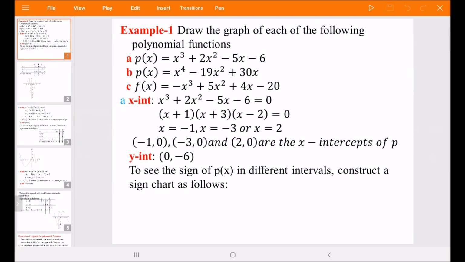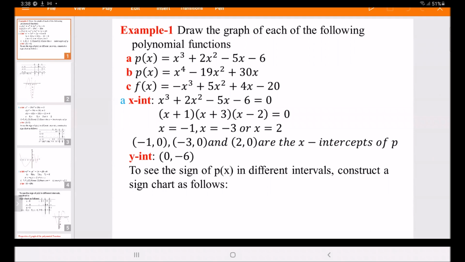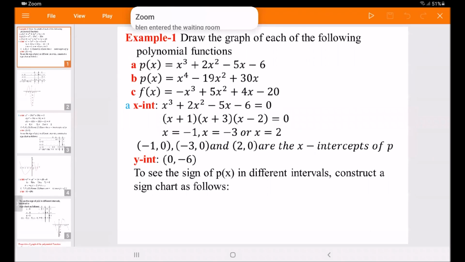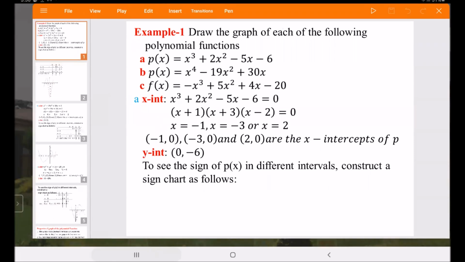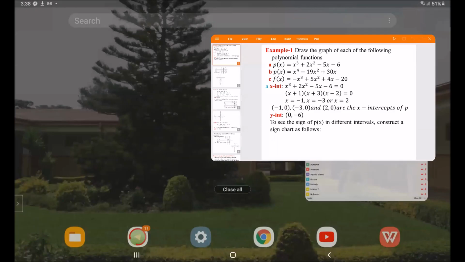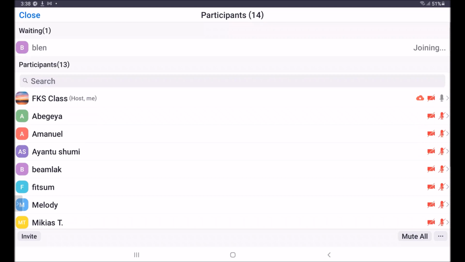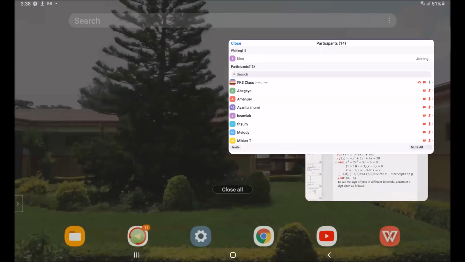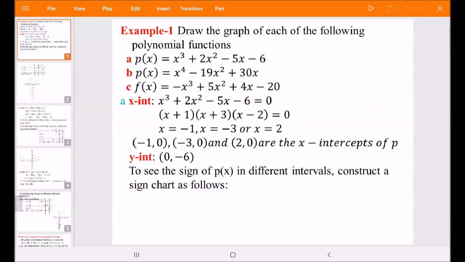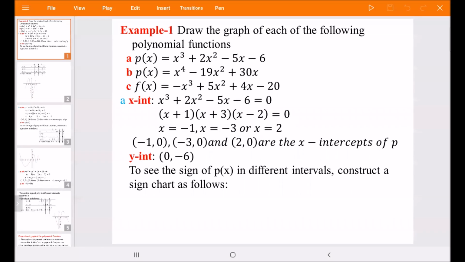So for this case, we are going to see these 3 examples. The first one is a degree 3 polynomial, the second one is a degree 4 polynomial, and the third one is a degree 3 polynomial. So the x-intercept is simply p of x equal to 0: x cubed plus 2x squared minus 5x minus 6 equals 0.